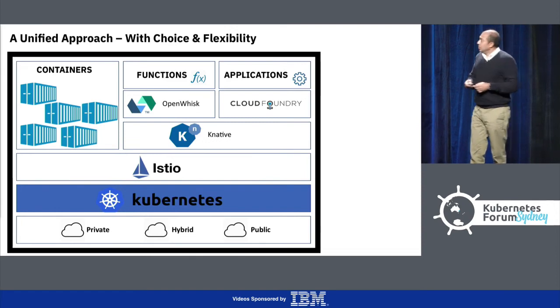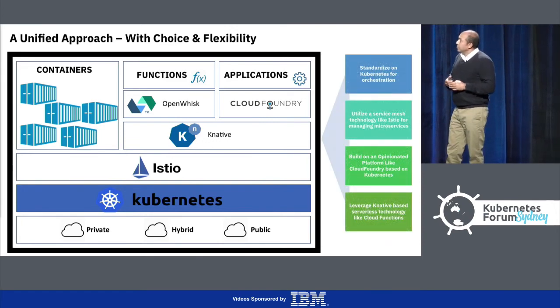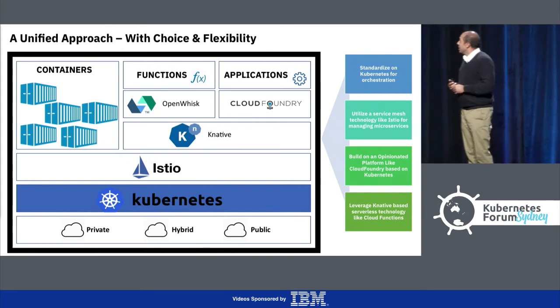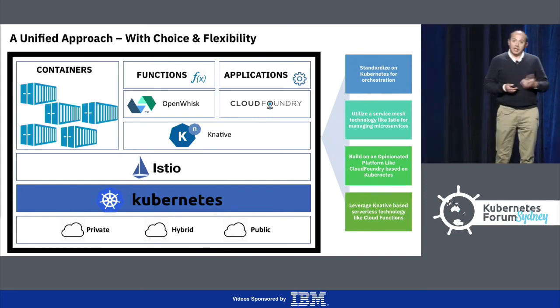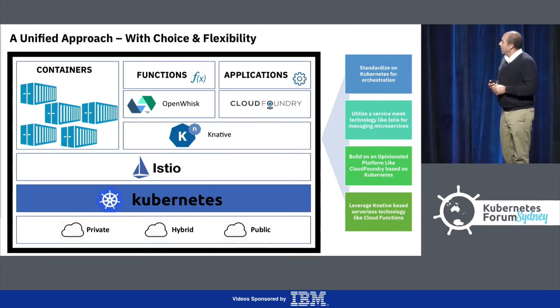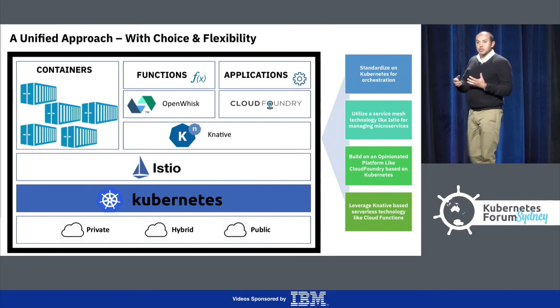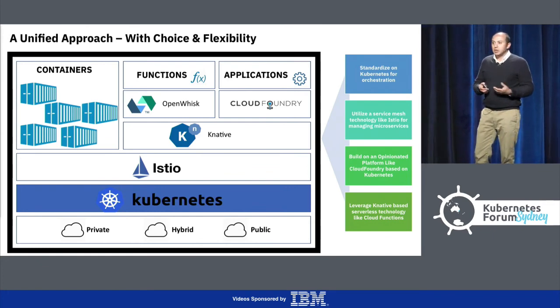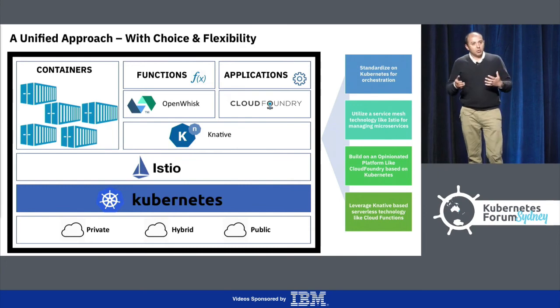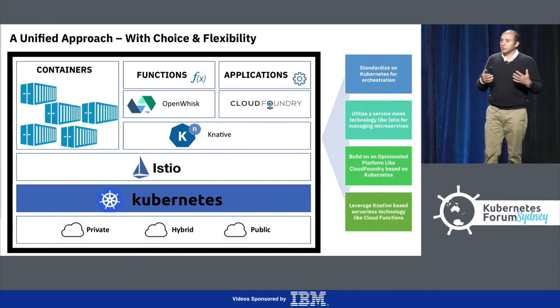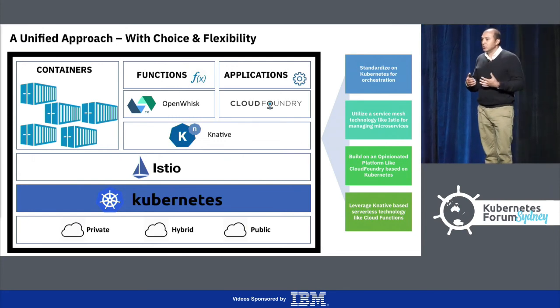So the model that we're looking to is to standardize on Kubernetes for orchestration, to utilize a service mesh technology like Istio for managing the microservices. You can build an opinionated platform like CloudFoundry based on Kubernetes. And then finally, leverage Knative for serverless technology. By doing that, that will provide a unification of those different approaches. So as a developer, if you're confronted with that need to choose or to combine the various development and deployment approaches, you have a consistent model for the tooling behind it.